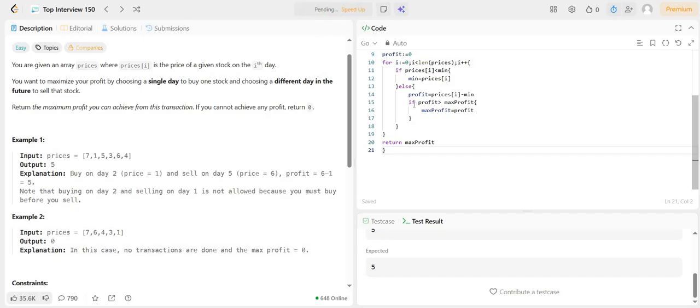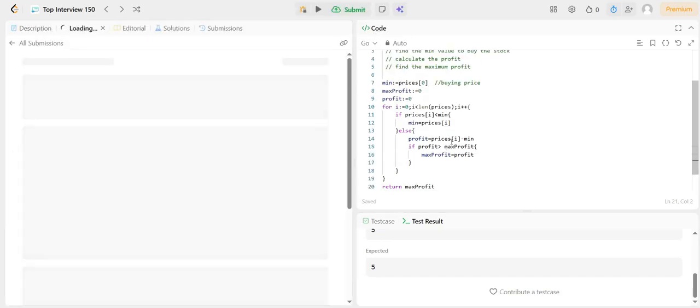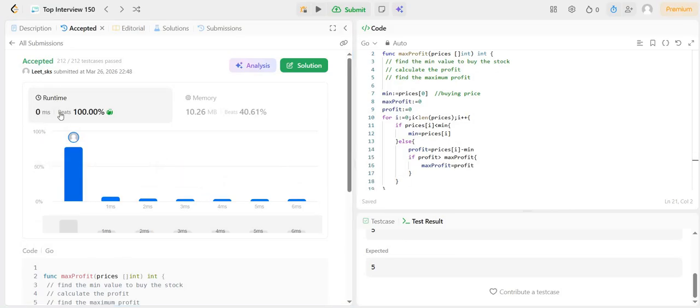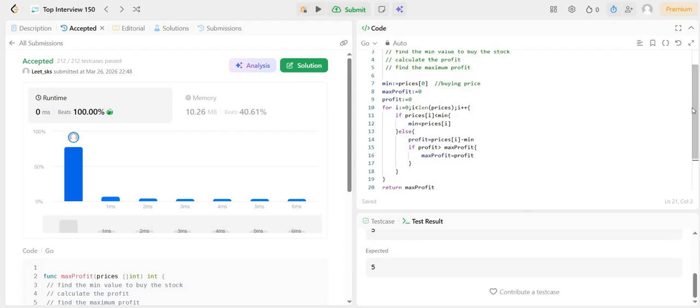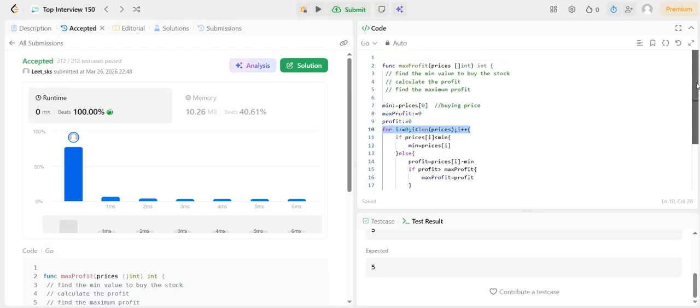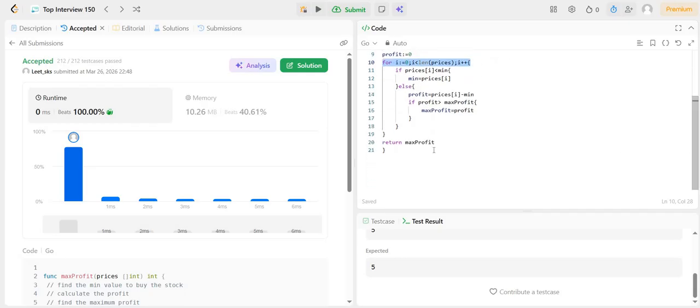If I submit, what is happening here? Great, we can see we have submitted within 0 milliseconds and we beat 100% of the people, which means we are leading here. So this was nothing but the greedy approach, and the time complexity is order of n, because we are iterating only once, whereas brute force was order of n square. So this is the best approach for this particular problem of buying and selling stock.